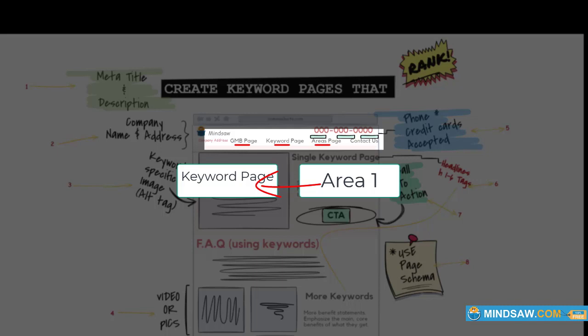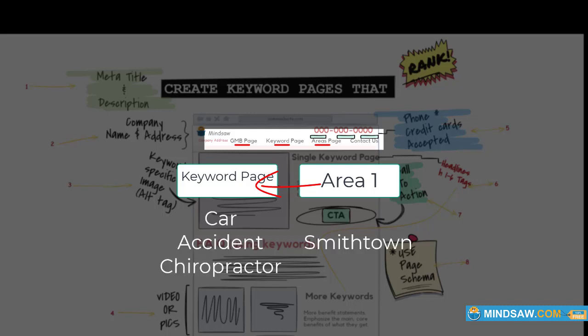To Google, that shows that in Smithtown, you get clients from Smithtown that are interested in a chiropractor for car accidents, because what you're doing is 1 + 1, right? You're creating a link on your areas we service page, linking to your keyword page. So 1 + 1 = 2.